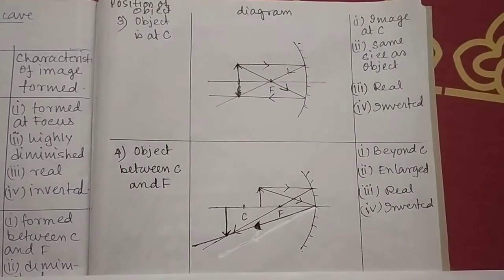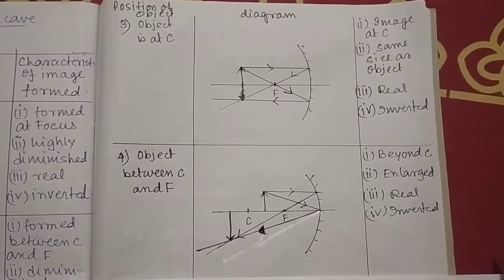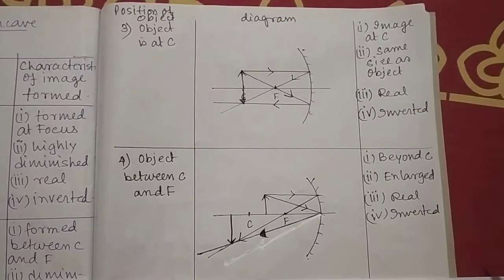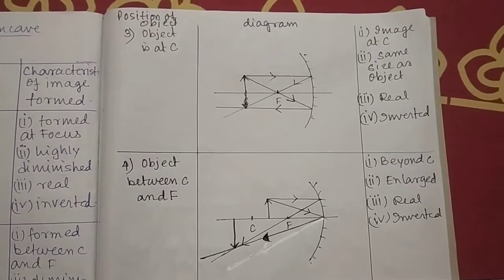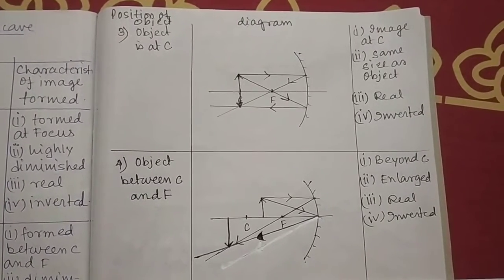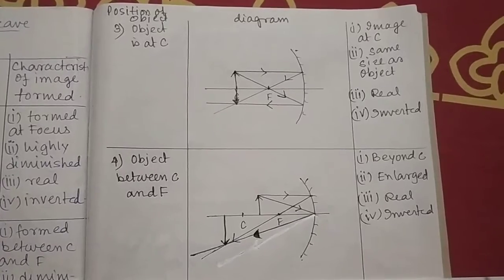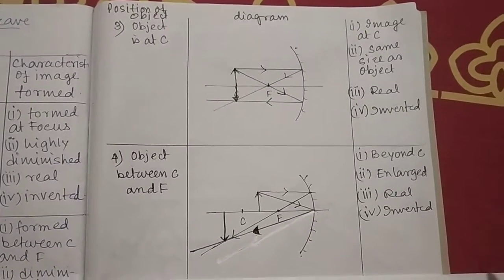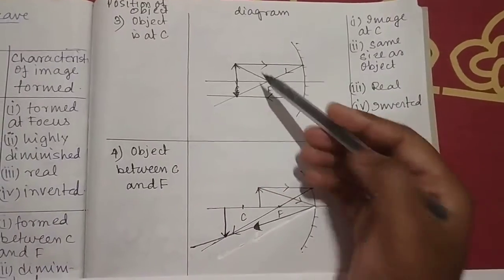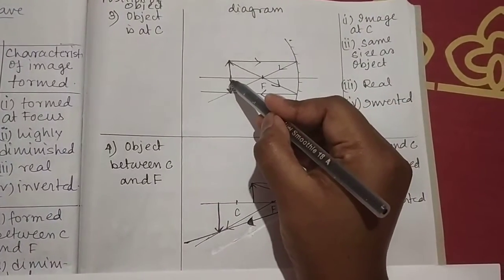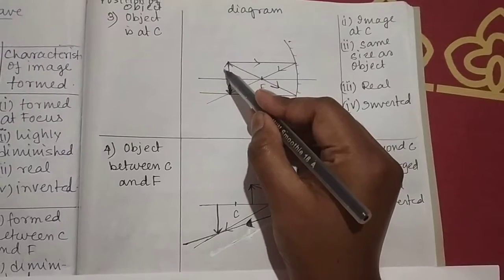In our previous class, we have seen an image formed by a concave mirror in case 1, when the position of the object was at infinity, and in case number 2, when the position of the object was beyond C. Today we will again see two more ray diagrams. The third case will be object is at C. Now here we have marked focus F and C here. Now we have placed the object at C.